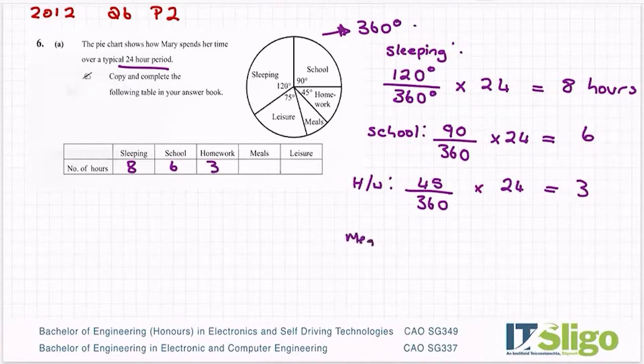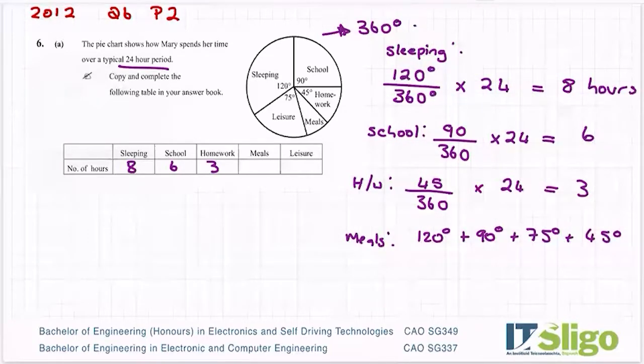Meals. Oh, meals, I have no percentage or no degrees. So how do I work it out? Okay, well, I add up all the degrees that I have in my pie chart and I subtract it from 360, because obviously I have all of the rest of the angles. So whatever is left over must be this angle here. And it's quite small. It looks smaller than 45 degrees.